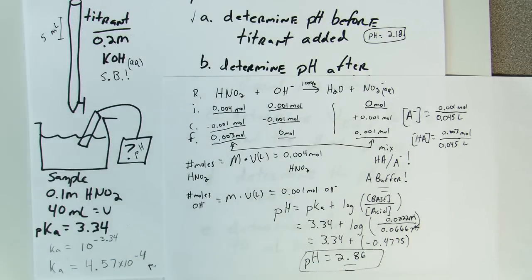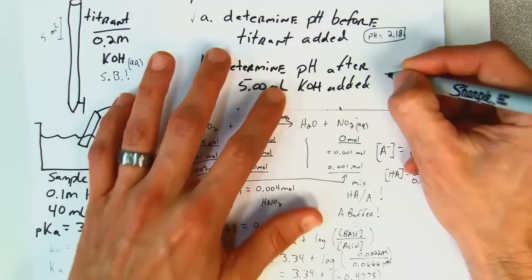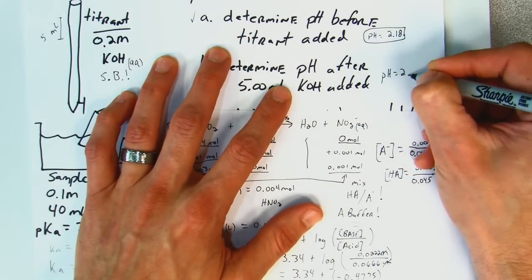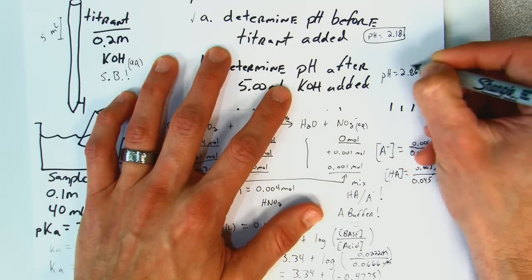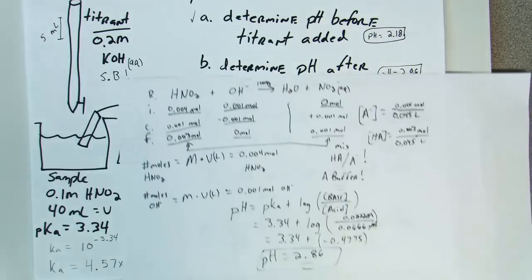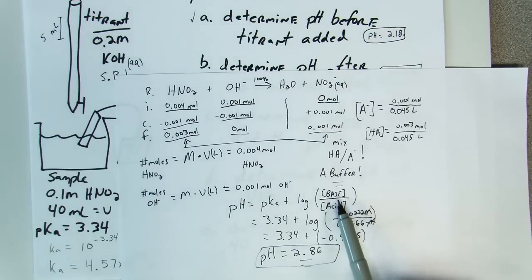Alright, so it looks like we started to titrate some of our HNO2, and before we added any titrant the pH was 2.18, but now it's increased a little bit. It's gotten up to about 2.86, and that makes sense, doesn't it? Because I've added some strong base, I would expect the pH to drift up some.